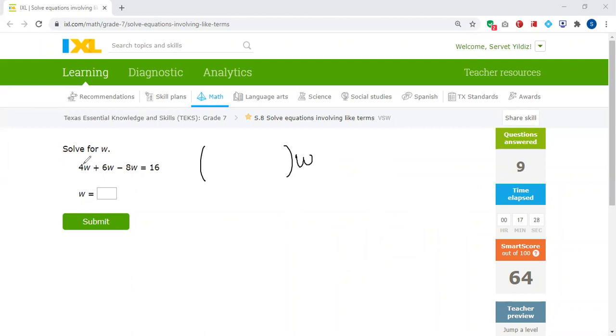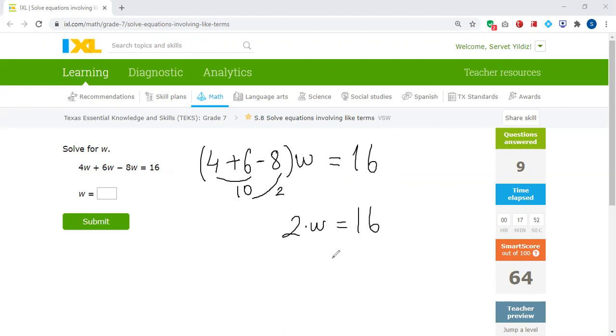Okay, 4 plus 6 minus 8, because we are going to combine the coefficients. 4 plus 6 is equal to 10. 10 minus 8 is equal to 2. 2w is equal to 16.